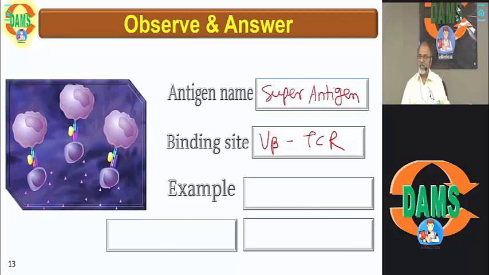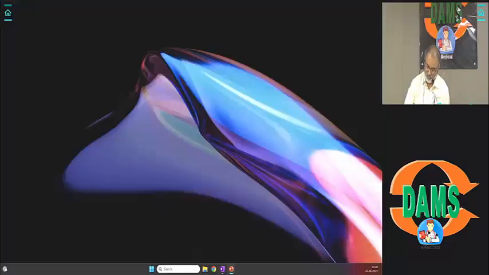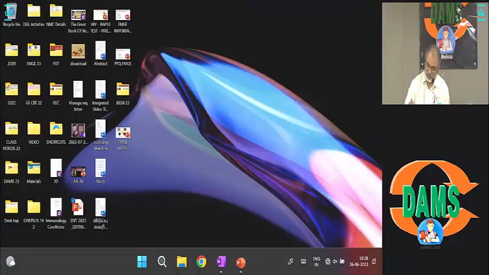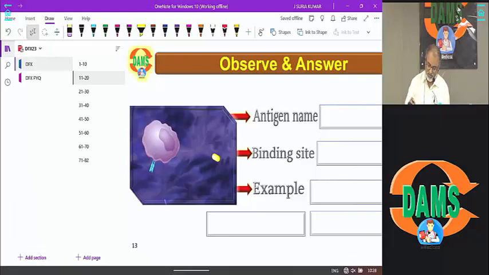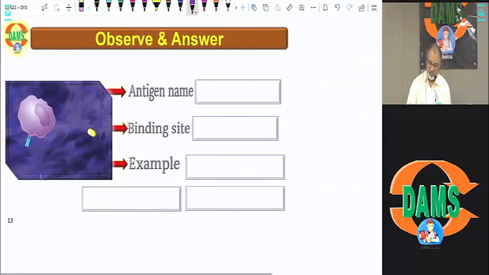See, the red color is the super antigen. See carefully here. In your textbook, there is a picture with red color. That red color is called what? Super antigen. Where does it attach? Variable beta side chain of the T cell receptor. Antigen name: super antigen.